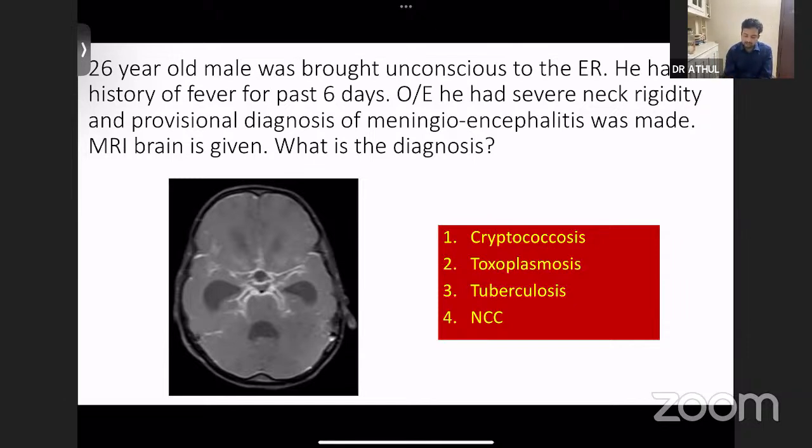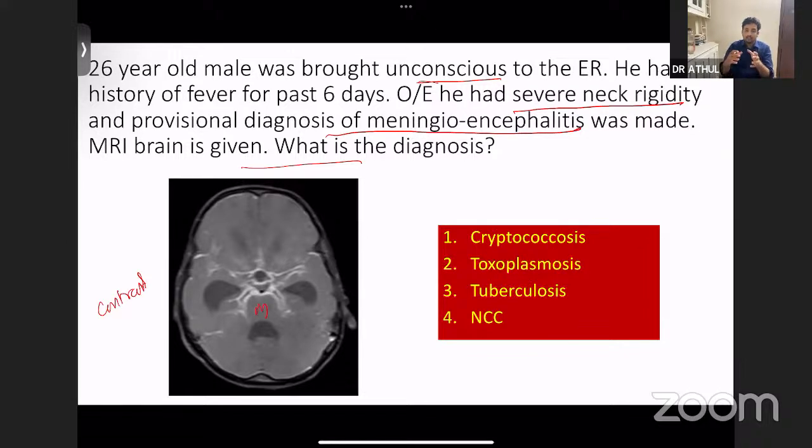Here also, see, the patient is brought unconscious to the ER with a severe neck rigidity. So with this history, they made the provisional diagnosis of meningoencephalitis. So everything is given in the question, but the examiner is asking you to make the diagnosis with the help of MRI, and they are given a contrast image like this. What you are able to see is this is the midbrain.